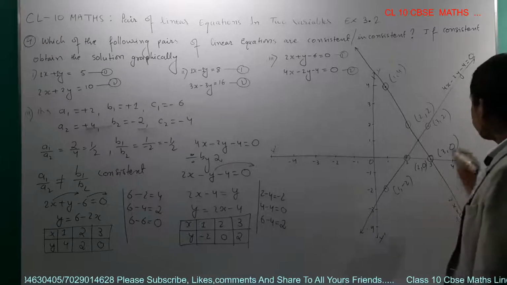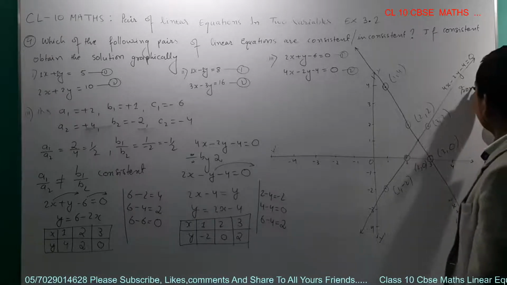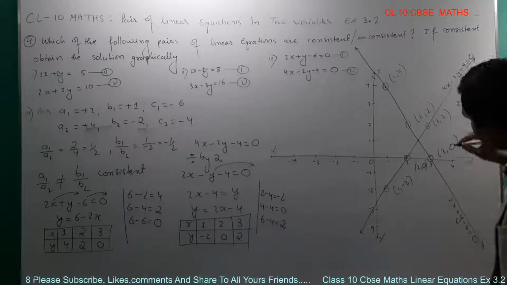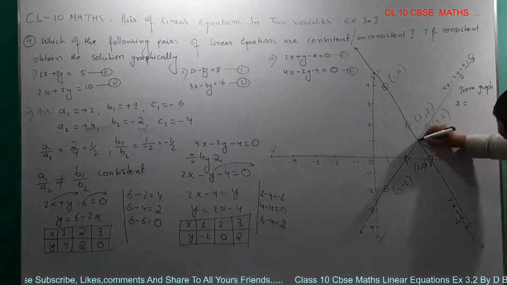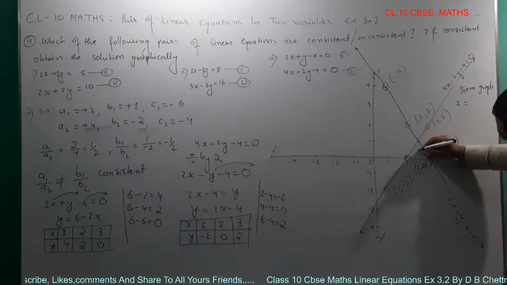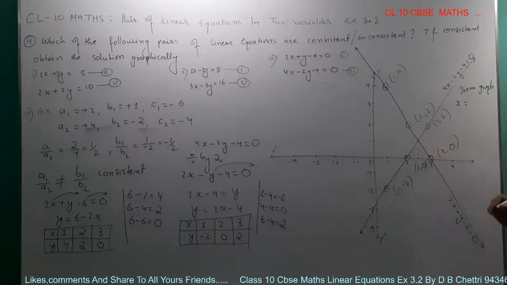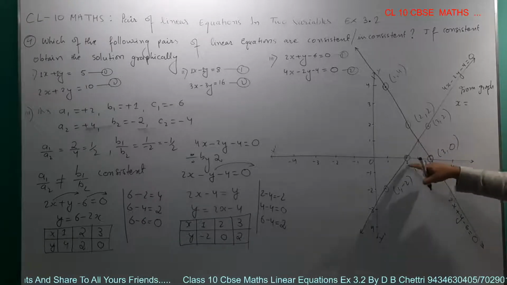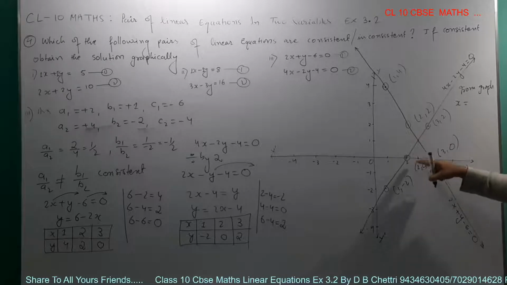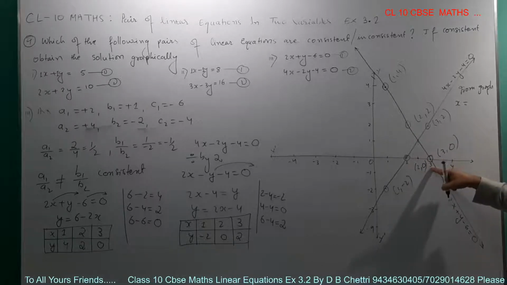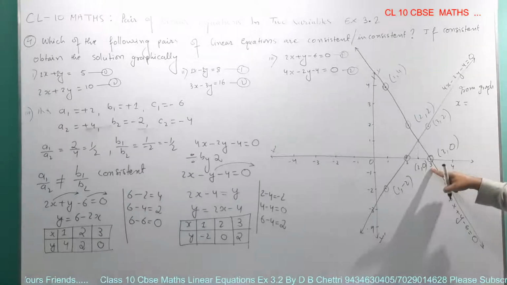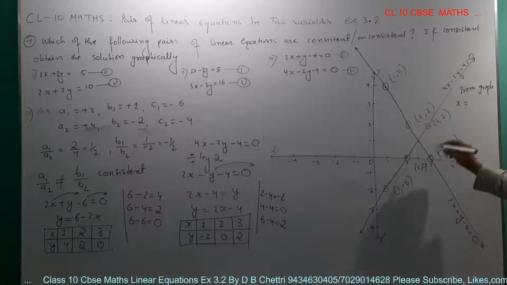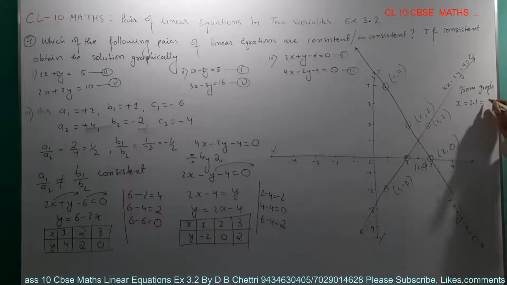That means from the graph, how do we get the value of x? From the intersecting point, go toward the x-axis. Where is it? In between 2 and 3. That means 2 and a half. 2 and a half, or we can write 2.5, or 5 by 2.